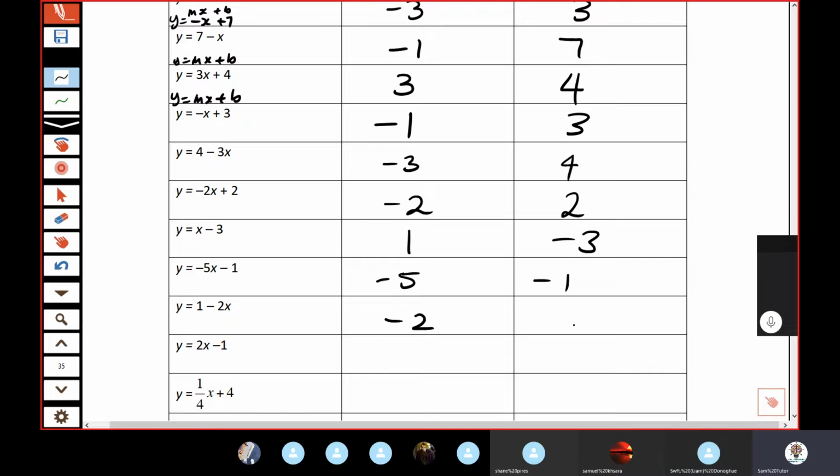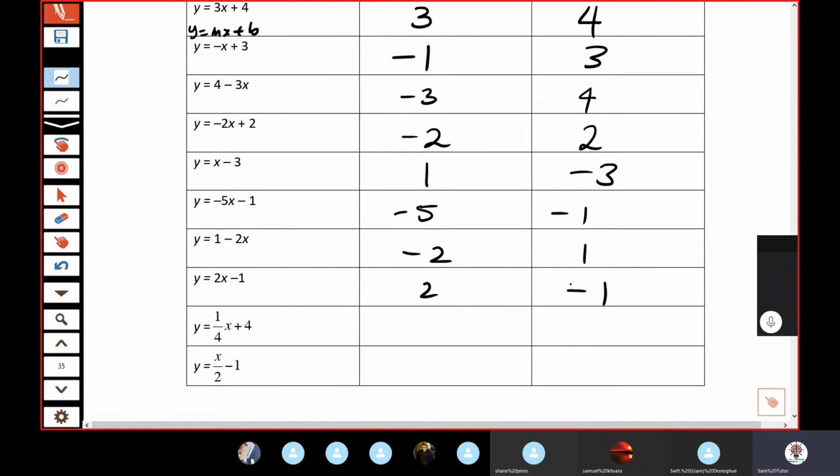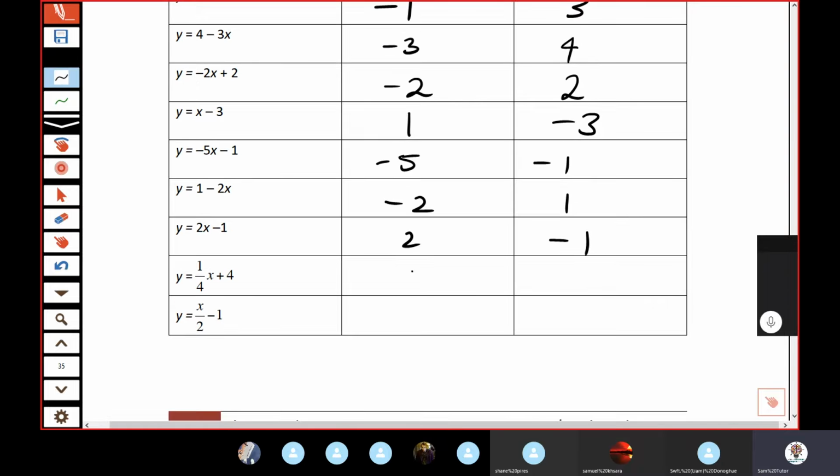All right, I'll finish off the next one. So gradient will be -2 and 1, +2 and -1. And don't be scared of this. It's just 1/4 and +4. And who wants to give a shot to the last one? What's the gradient? Someone said 1. Wrong. Half. 1/2.